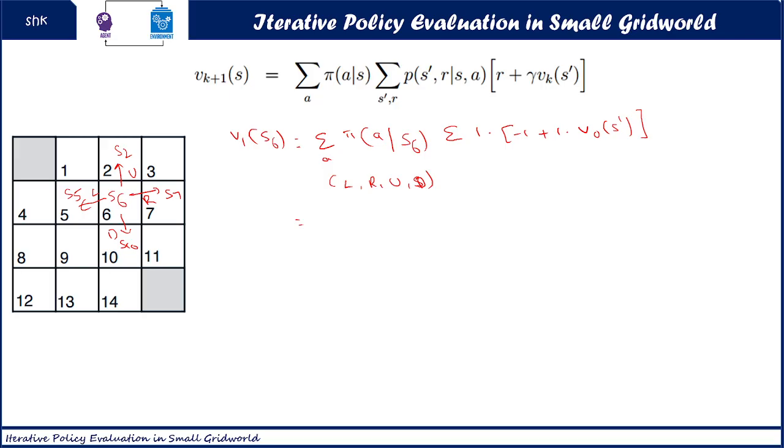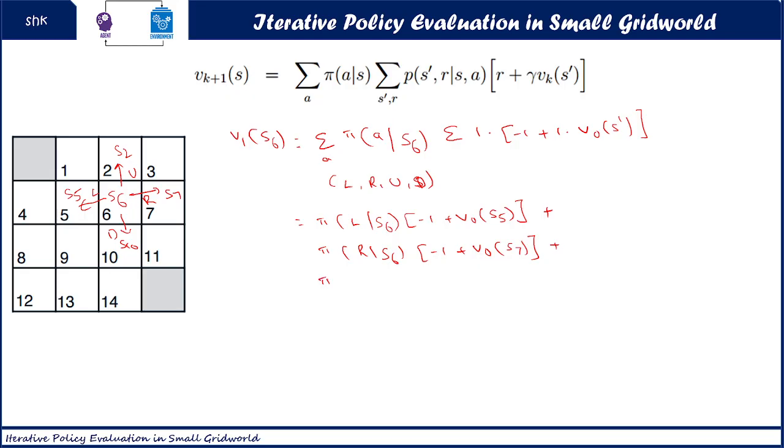Now we will expand this. So the probability of the left action from the S6 state into -1 plus V naught of, when we take the left side action, we are going to have the transition to the S5 state, plus the probability of the right action from the S6 state, the reward is -1, and V naught of, when we take the right action, the transition is to S7, plus.